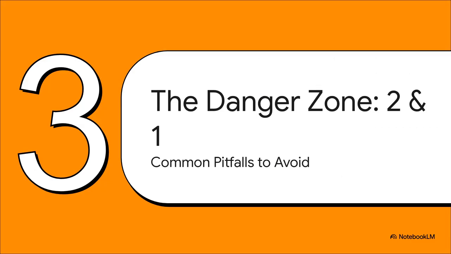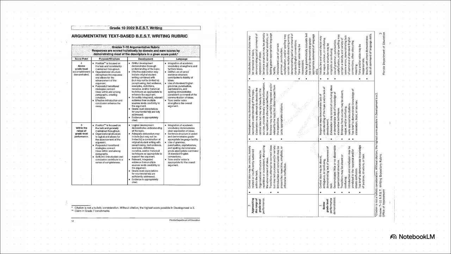All right, now it's time to talk about the danger zone. We need to know what to avoid. Scores of 2 and 1 are what the rubric calls approaching or below grade level. And honestly, knowing what these common mistakes are is the best way to make sure you steer clear of them. Just look at the rubric as a whole. You can practically feel the difference, can't you? Over on the left, for the 3s and 4s, all the language is positive, strong, and clear. But then you look to the right at the 1s and 2s, and you start seeing words that are huge red flags. Let's point out a few of the big ones.